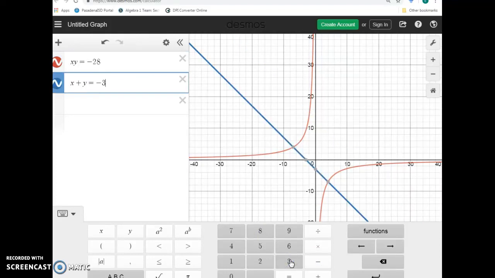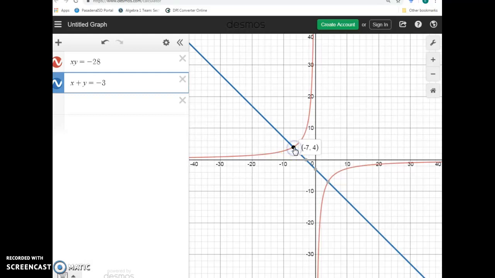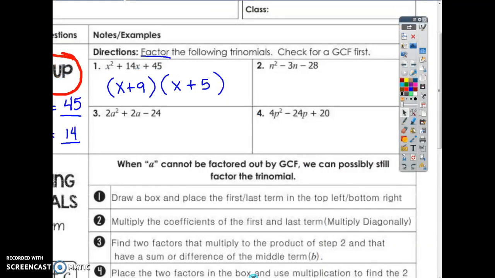Okay, so again, where the colors meet, right there and right there, my 7 is negative and my 4 is positive. That means when I add these two, that gives me a negative 3. And when I multiply these two, it gives me a negative 28. So I'm going to write down negative 7 and positive 4. And my letters are n's. So n times n gives me n squared.